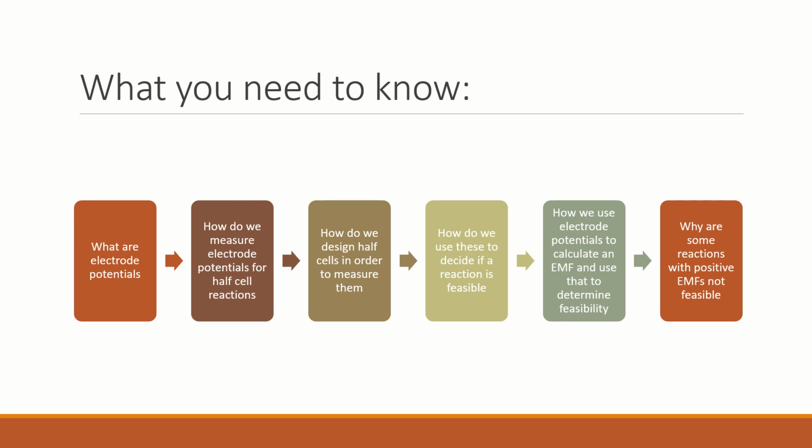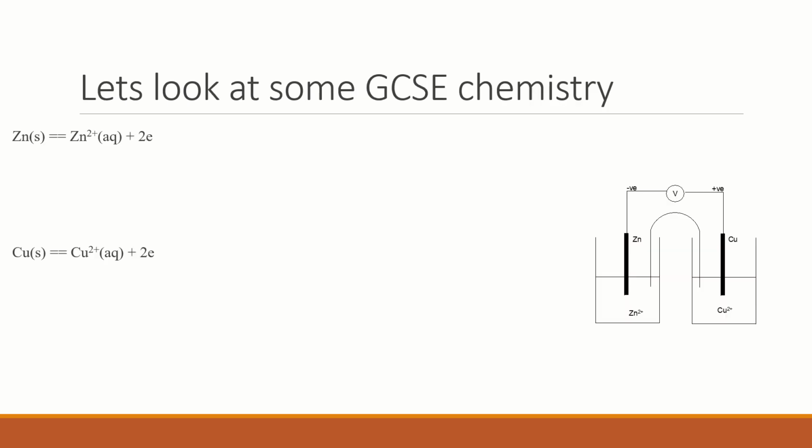or isn't feasible, and that's just qualitatively deciding if they are or are not feasible, then how we decide if a reaction is feasible based on working out its EMF, its electromotive force. We'll come to that as we get through the PowerPoint, and then having a look at the end why some reactions which actually do have a positive EMF, which suggests that they are feasible, why those reactions actually do not happen. And the final thing is not on here, but we'll do some past paper questions and some general in-class type questions as well.